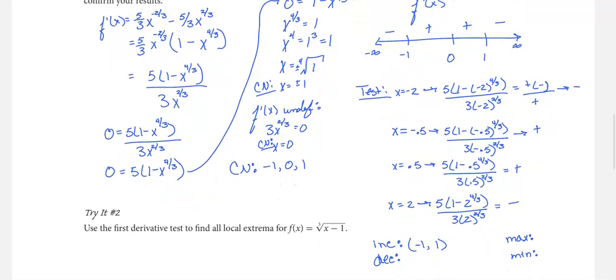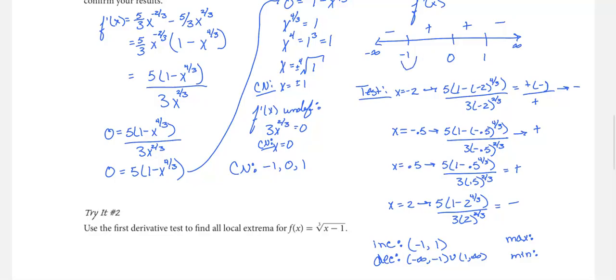Notice when we're writing those increasing, decreasing intervals, we are using parentheses and not brackets. That's because at those endpoints, something's happening. It's changing from either increasing to decreasing or decreasing to increasing. We are decreasing to the left of negative 1, so negative infinity to negative 1, and from 1 to infinity. Again, we're joining that with the union sign.